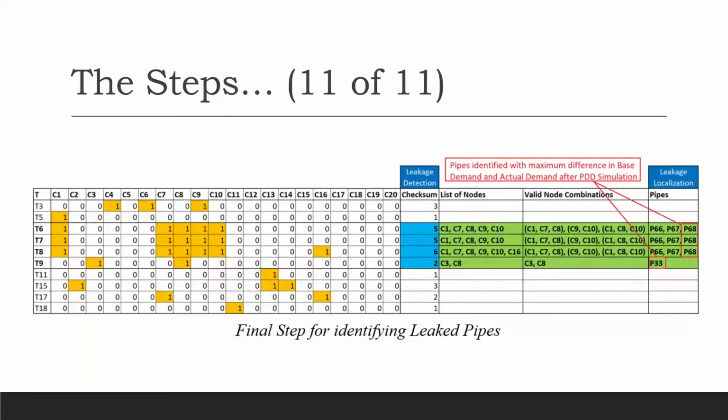We then executed an emitter-based leakage simulation for pressure-dependent demand, commonly known as PDD, where a possible leakage is implied by a significant difference between the base demand and the actual demand. To localize the leaked pipe, we considered the pipe amongst this list of pipes that had the maximum difference between the base and actual demands.